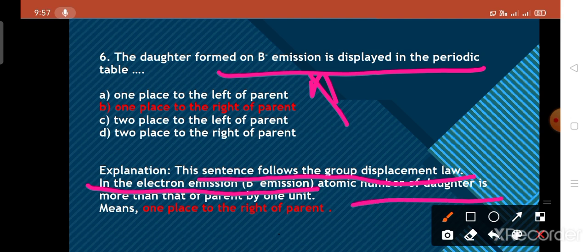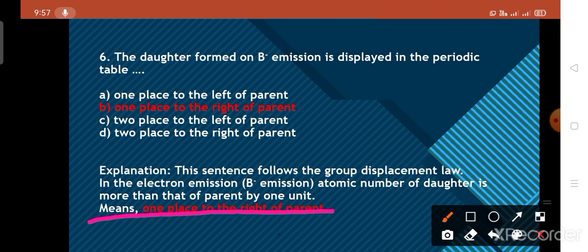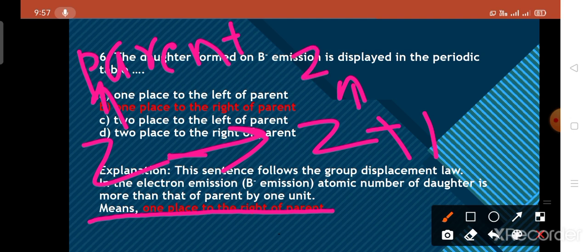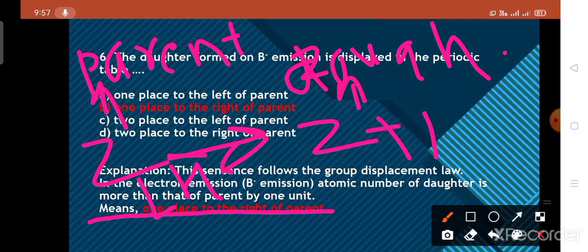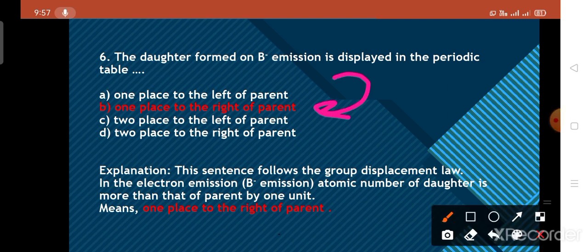The atomic number of a daughter element is more than that of a parent element, means what? Z plus 1, where Z is the atomic number of the parent element, and Z plus 1 is the atomic number of the daughter element. Here this is the LHS side and this is the RHS side. So option B is the correct option.